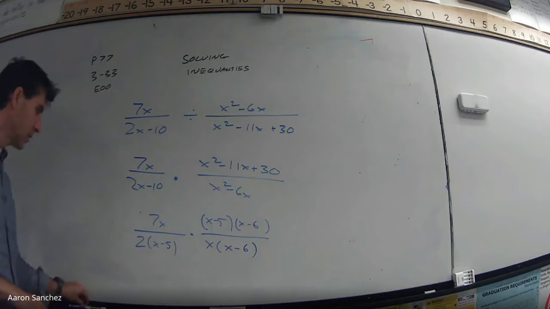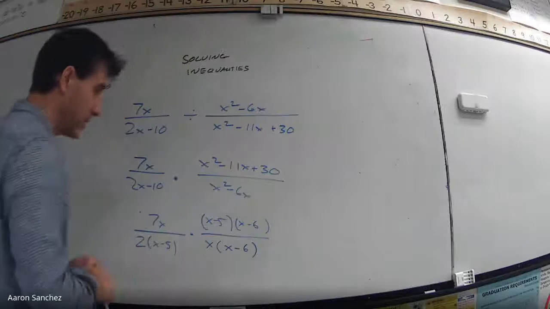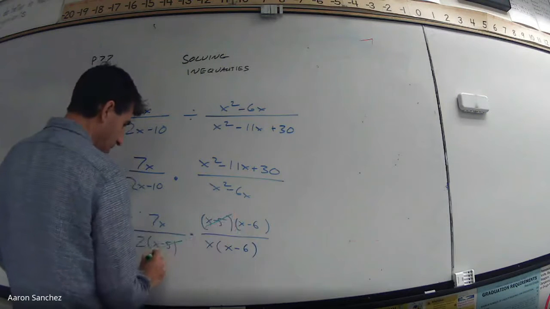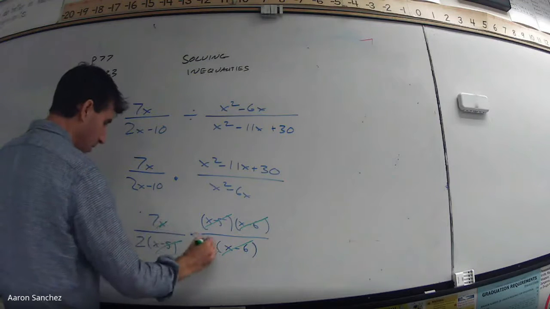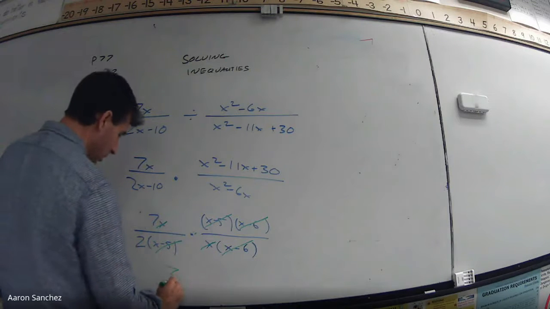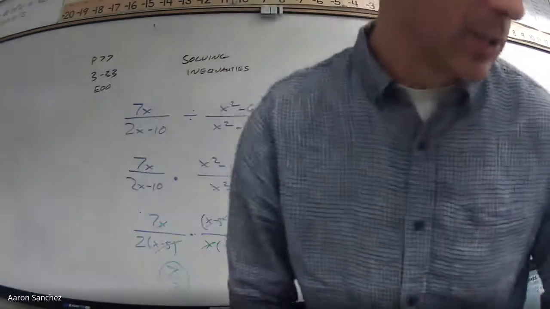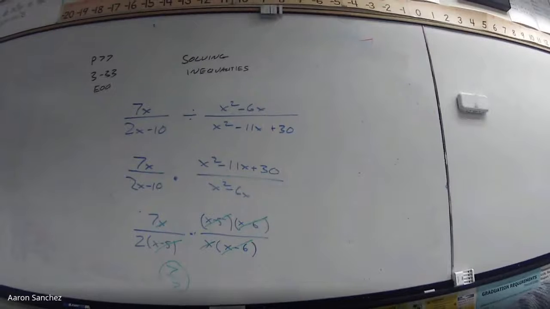Okay, then you just start factor and cross out, factor and cross out, factor, cross out, factor, cross out. What do you have left over? 7/2. All right, good. I saw most of you got that one, so you got the copy, switch, flip, or multiply by the reciprocal, or whatever you want to call it.